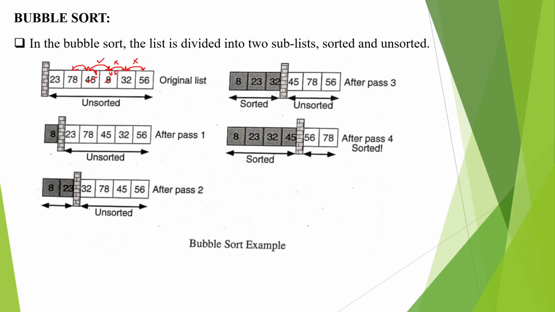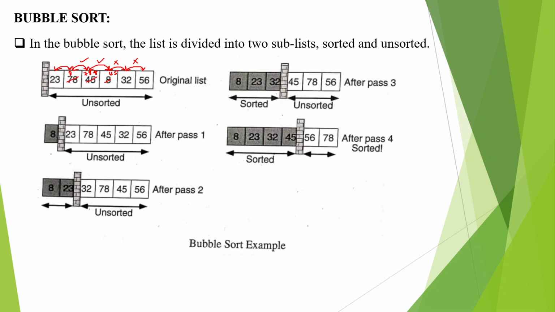8 is here now. 78 and 8. 8 is smaller and on the right side. Perform swapping. So 8 will come here and 78 will go here. 78 comes here. Okay, then again between these two, 8 and 23.